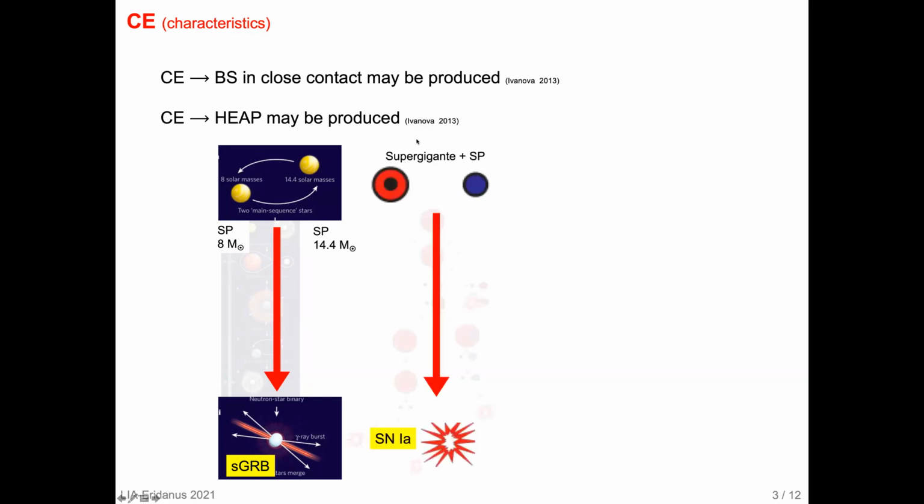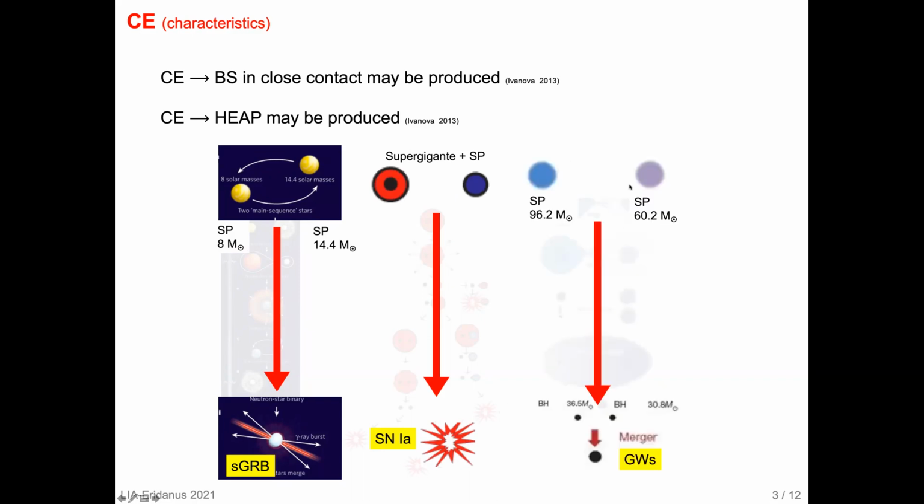In one, there's an 8 solar mass main sequence object and a 15-ish one, and in the end this produces a short gamma ray burst. This one was done by William and Enrico. In the other, it's a supergiant and a main sequence star, and in the end, through many pathways, it produces a type 1A supernova. The last one is Nobel Prize material: two very massive main sequence stars that end up producing the 36 and 29 solar mass binary black hole merger that produced the first gravitational wave we detected.